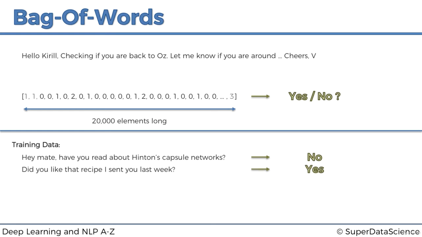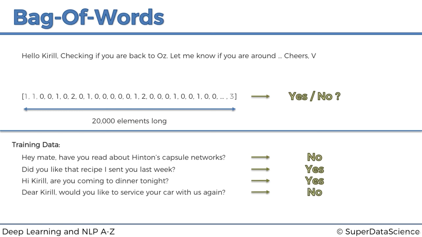The next one, did you like that recipe I sent you last week? The answer was yes. It was a good recipe, I guess. So here we go. So now we have 2, 3. Hi Kirill, are you coming to dinner tonight? Yes. Dear Kirill, would you like to service your car with us again? No. Are you coming to Australia in December? Yes. And so on. So ideally we would have tens or hundreds of thousands of emails like that and responses like that. Yes, no responses.